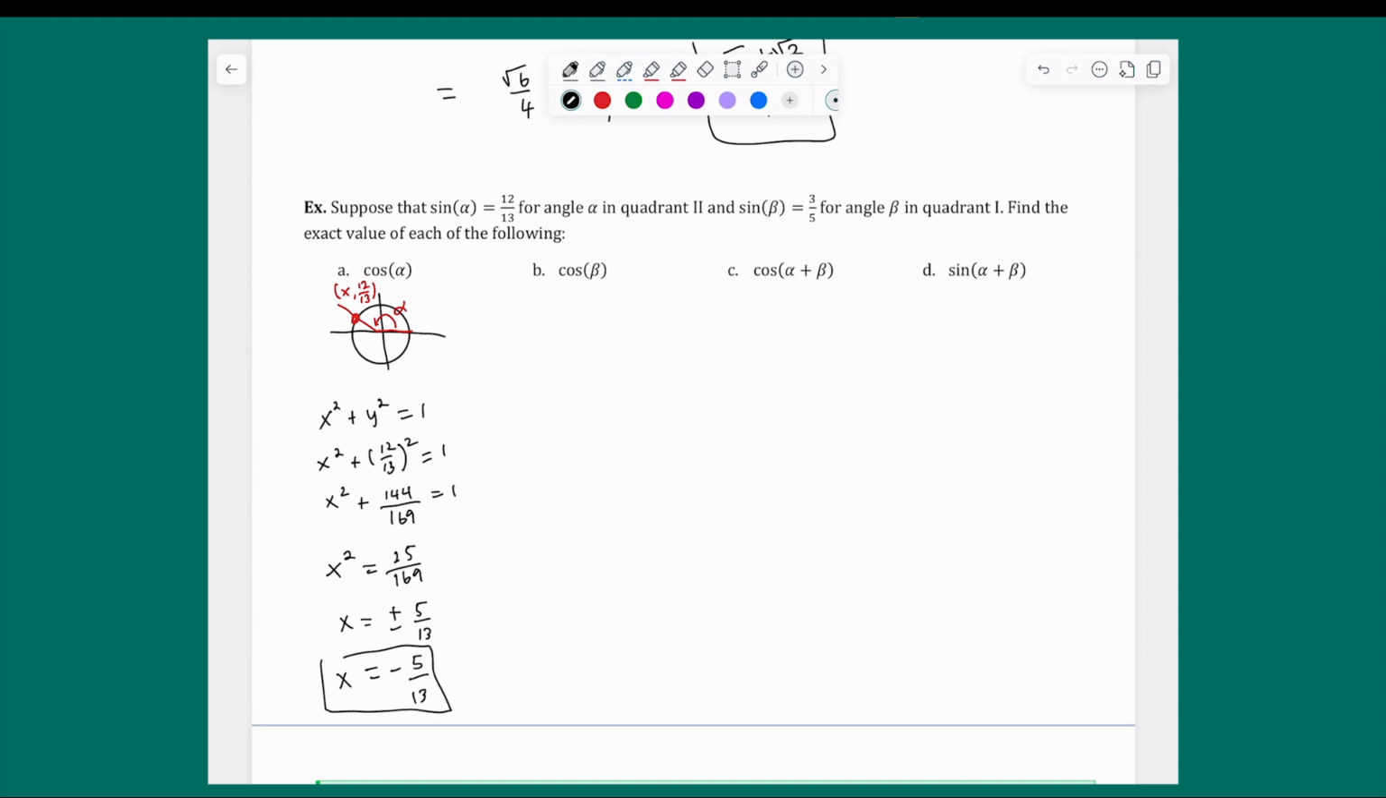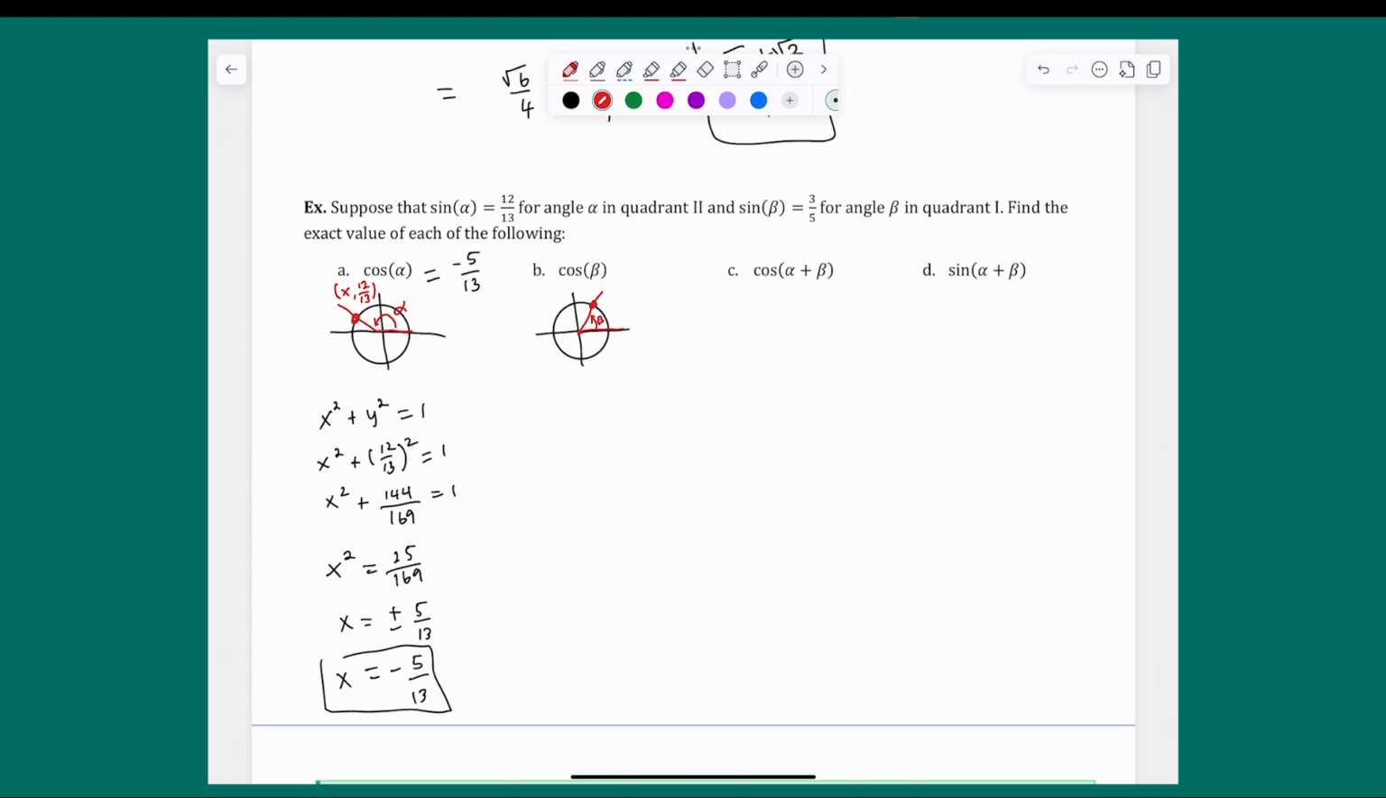Okay, in other words, cosine is negative 5 over 13. All right, likewise, we want to find cosine of beta. Now, cosine of beta, we know beta, if we're thinking unit circle again too, is an angle whose terminal side lies in the first quadrant. So it lies there, that's our beta.